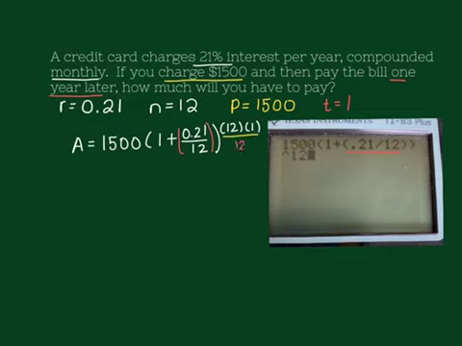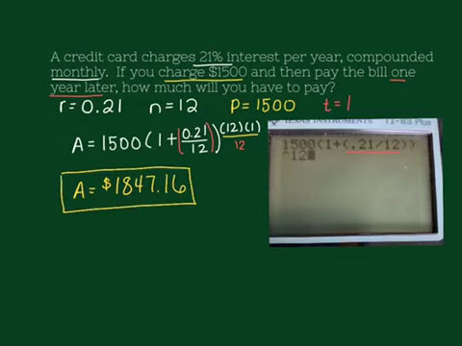So if you go ahead and compute that, you end up with A is equal to, now we're going to round this to 2 decimal places again, $1,847.16. So at 21% interest compounded monthly, after 1 year, you'd end up paying almost $350 more than you initially charged.